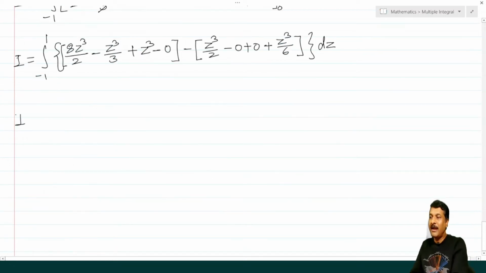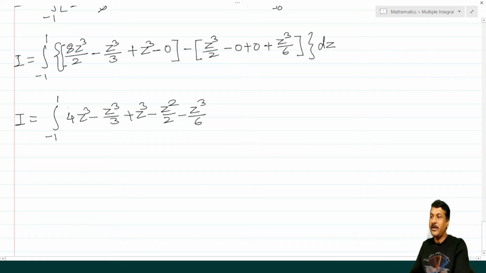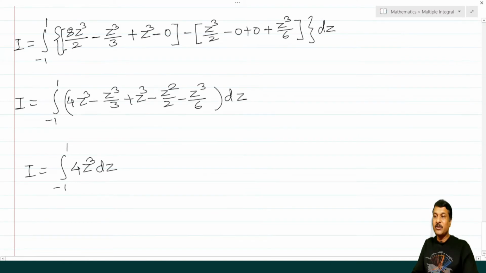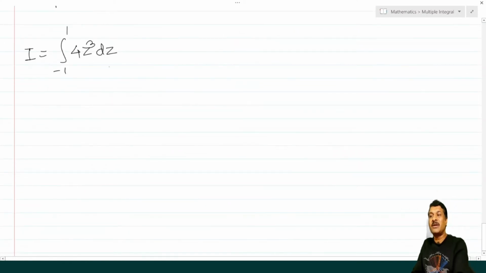Simplify this and integrate with respect to z. So I am getting I equal to integration from minus 1 to 1, 4z cube minus z cube by 3 plus z cube minus z square by 2 and minus z cube by 6 into dz. Simplifying it, by calculator you can find, I am getting 4z cube only into dz. Note that here z cube is an odd function, so from minus 1 to 1 I am getting 0, but you can evaluate it your own way.